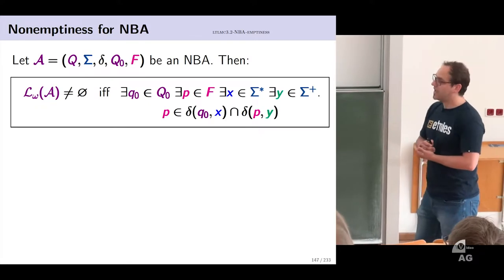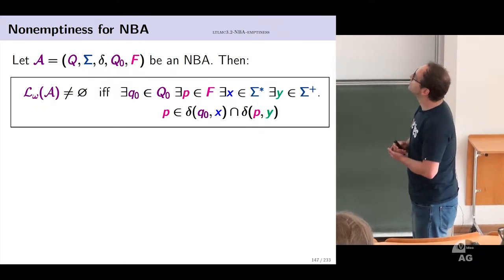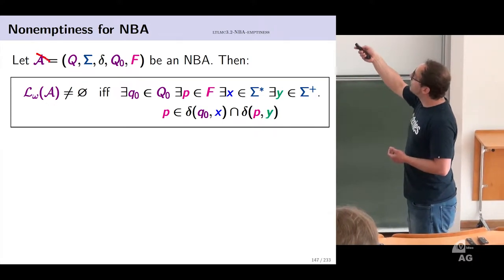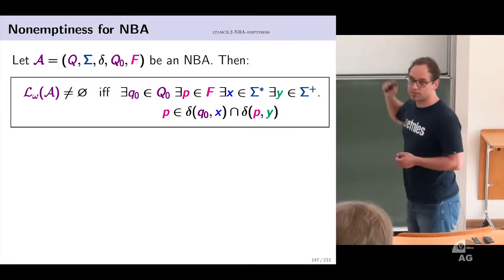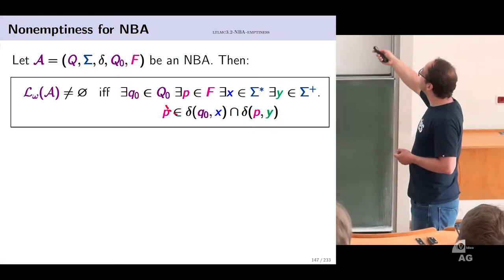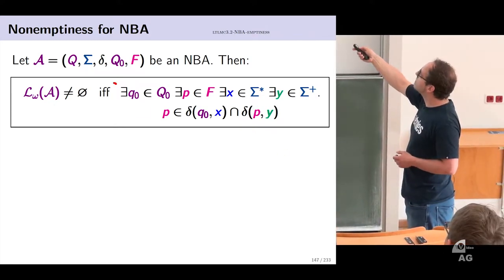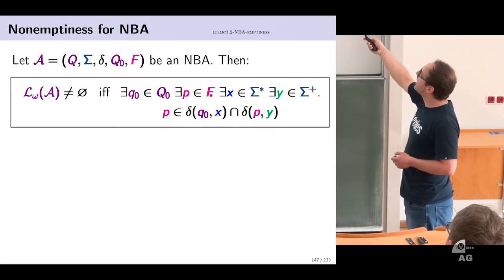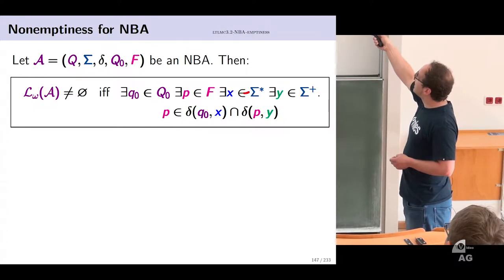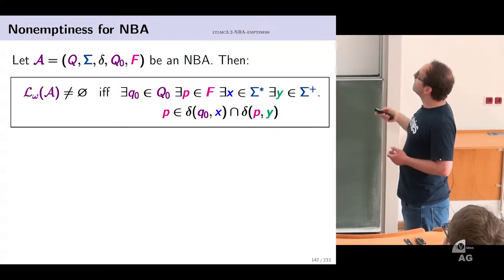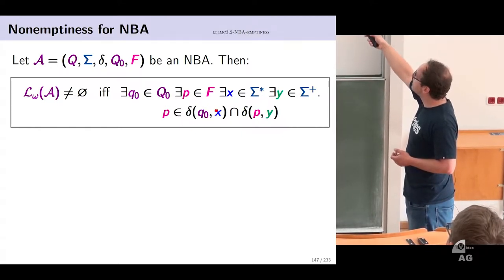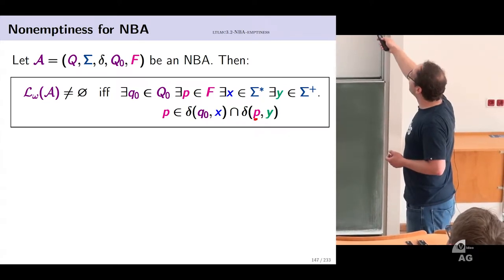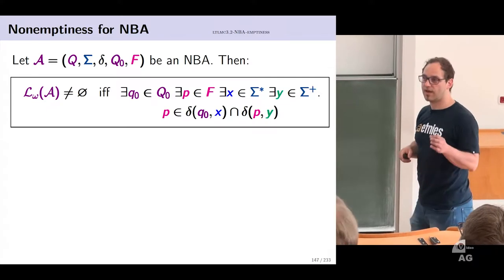In order to decide this, we're going to prove the following theorem. If we have such a non-deterministic Büchi automaton, the language of that automaton is empty if and only if this huge thing here holds. It's very long, but rather easy to understand. It means there exists an initial state Q0 and a final state P, a word X that is potentially empty, just a regular finite word, and a non-empty finite word Y, such that we can go from Q0 to P by reading X, and we can go from P to P via Y.